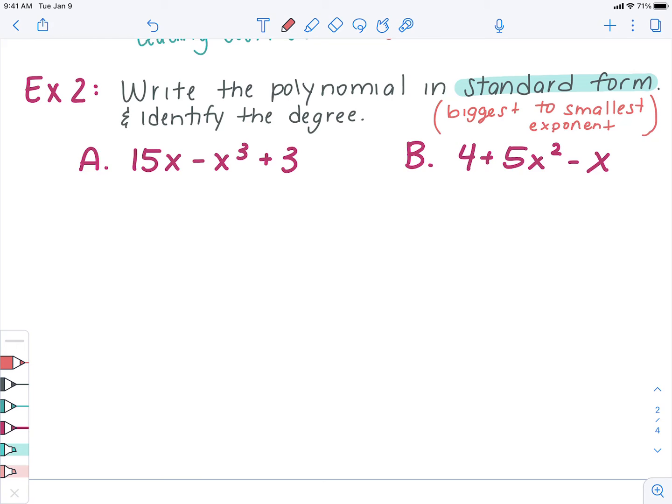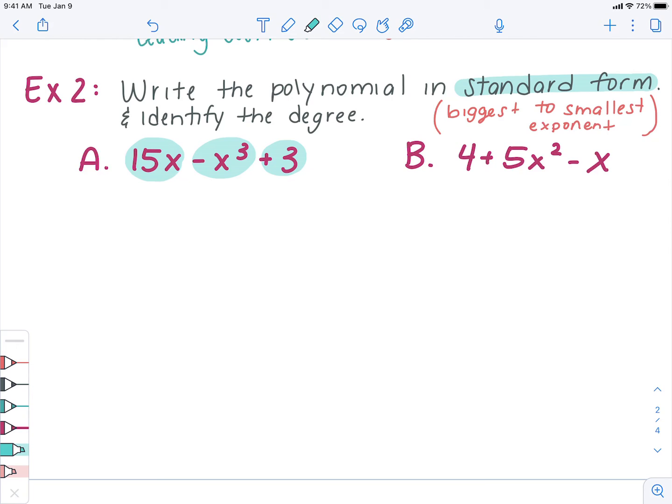The thing you have to remember is when you're taking these and rearranging it, whatever sign is in front of the term has to stay with it. So when I'm looking at this, I'm going to have a 15x. The negative sign is going to stay with the x cubed, and the plus sign is going to stay with the 3. So when I rearrange them, I keep the sign that's in front of them with the term.